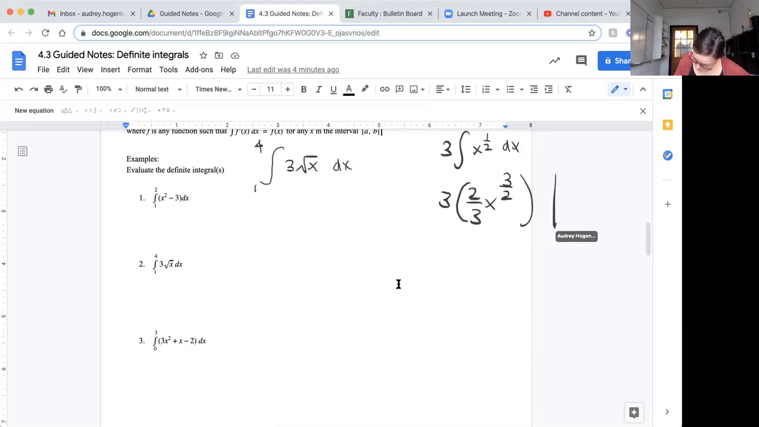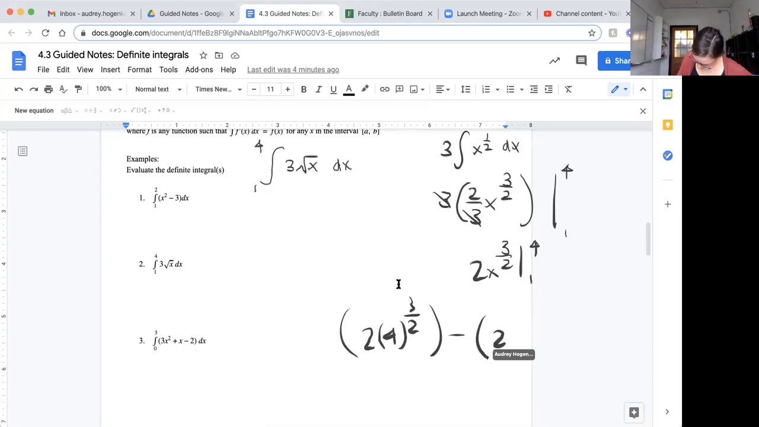Evaluated from 1 to 4. And these 3's are going to cancel. So we're going to get 2x to the 3 halves from 1 to 4. And then we're just going to plug and chug. 2 times 4 to the 3 halves minus 2 times 1 to the 3 halves. And then we are going to get 14 for this one.